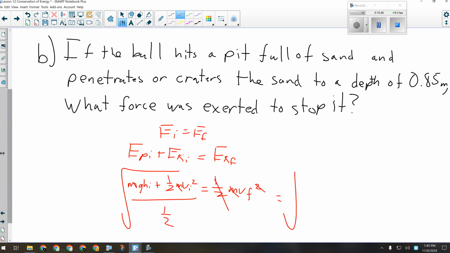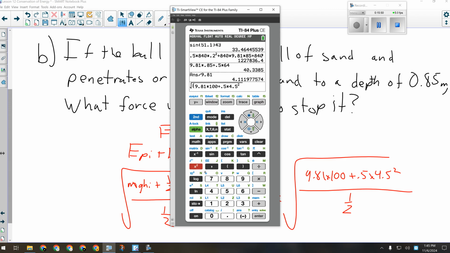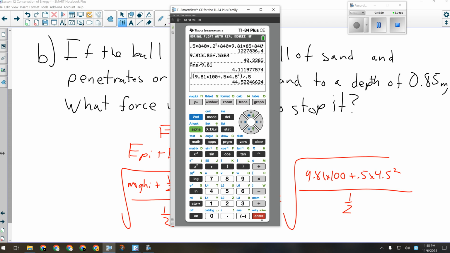So what we'll have there is 9.81 times 100 plus 0.5 times 4.5 squared, divided by 1/2. So it should be going 44.5 meters per second when it gets to the ground. I'm okay with that number? Now, the last part can be solved two ways because I messed it up.